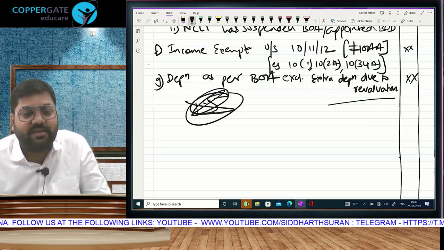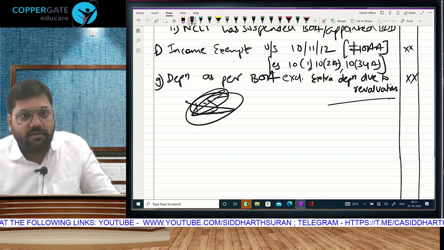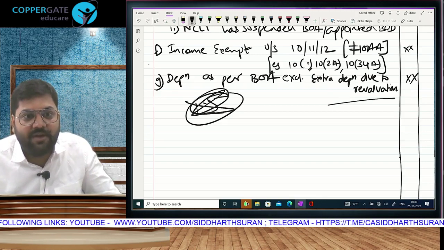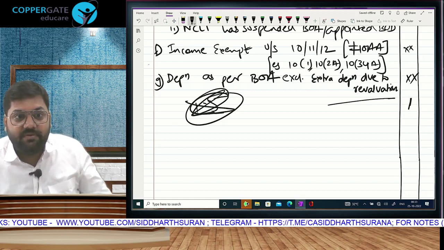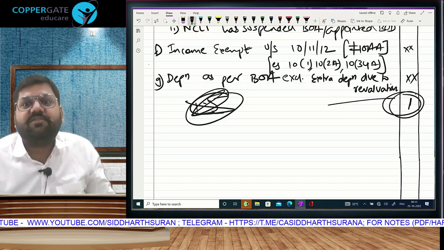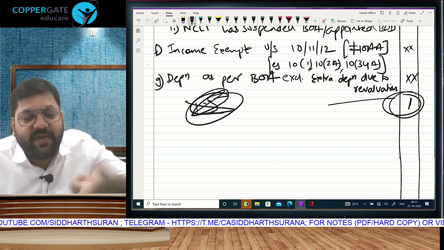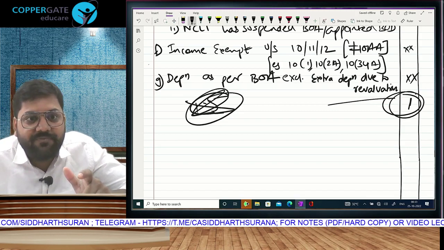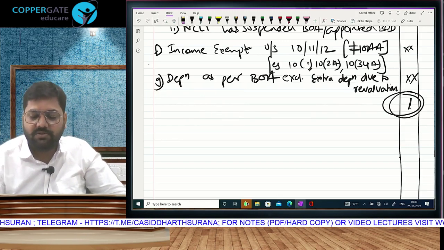How much is the revaluation ka depreciation? 0.5. Exclude that. If you exclude that 50,000, so what are you left with? 1 lakh. Matlab add kitna? 1.5 full. Less kitna? Revaluation wala depreciation less. Correct wala. What is the net effect? 0.5 has been added. Well, that was the intention also.